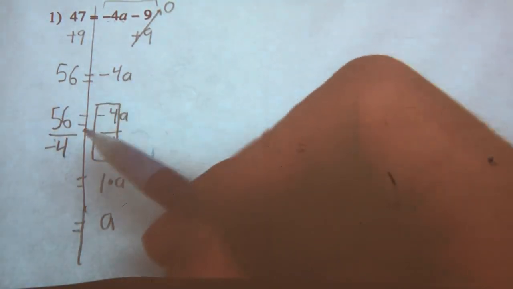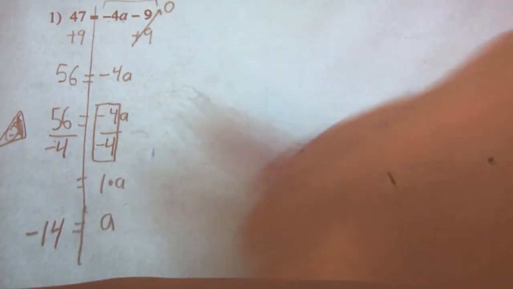So 56 divided by -4. Let's check we get the correct sign. Positive divided by negative is negative. And 56 divided by 4 is 14. So we get -14. So a is -14. So that's our solution.